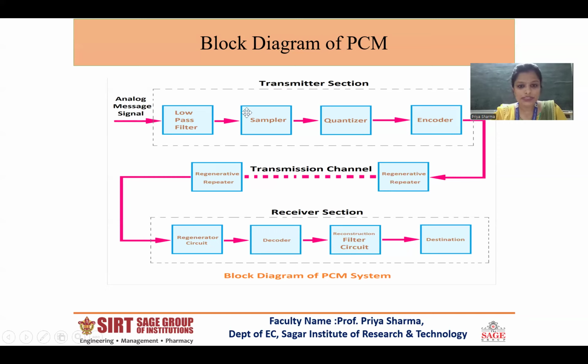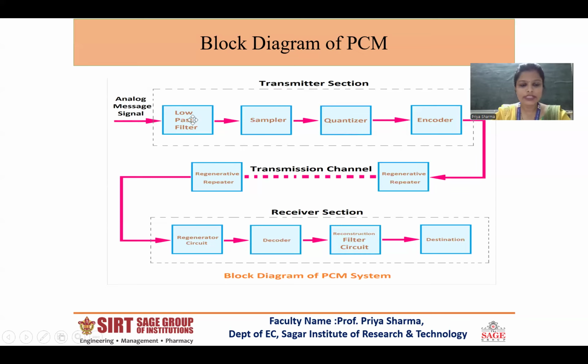The sample and hold circuit periodically samples the analog input signal and converts these samples to multi-level pulse amplitude modulated signals. The analog to digital converter converts the pulse amplitude modulated samples to parallel PCM codes. PCM codes are converted to serial binary data in the parallel to serial converter and then presented to the transmission line as digital pulses.